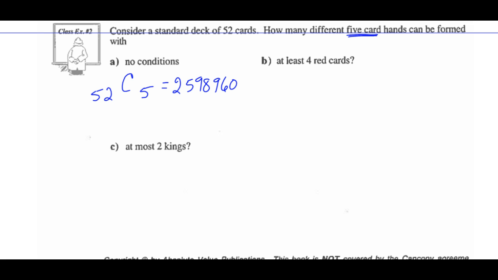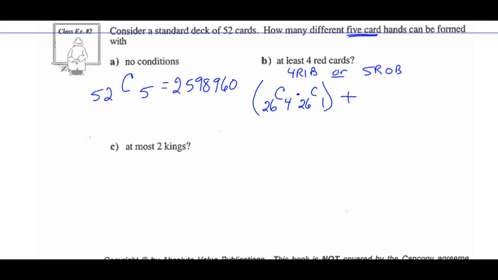So that means I could have 4 red and 1 black. That satisfies. Or I could have 5 red cards and no black. That satisfies the condition of at least 4 red cards. So now let's go through. I need 4 red cards. In the deck of 52, 26, or half of them, are red. Order's not important. I'm going to choose 4. Multiply that by, there are 26 black cards, and I want to choose 1. So that situation satisfies the condition of at least 4 red cards.